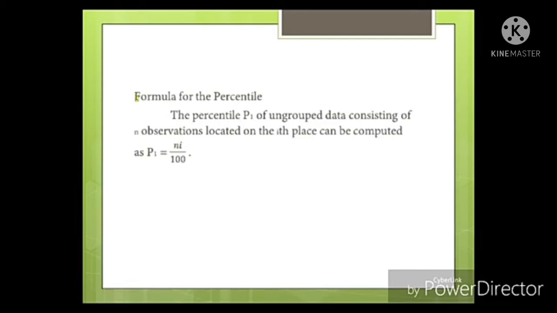Formula for the percentile. The percentile Pi of ungrouped data consisting of n observations located on the ith place can be computed as Pi equals n i over 100.